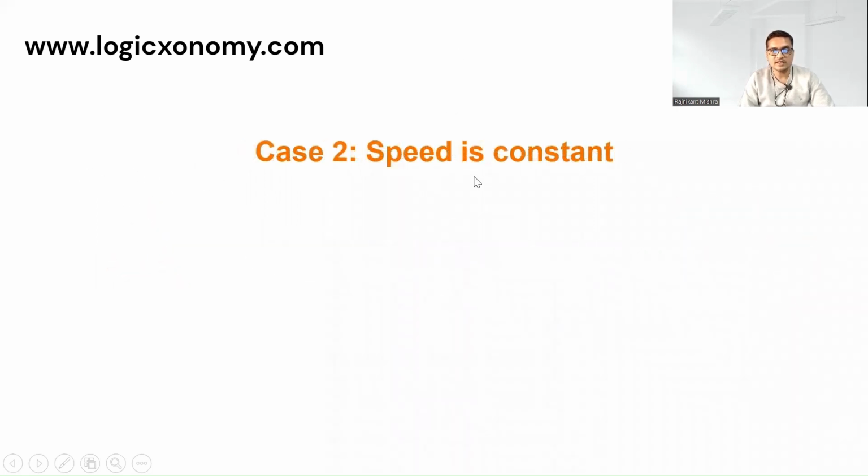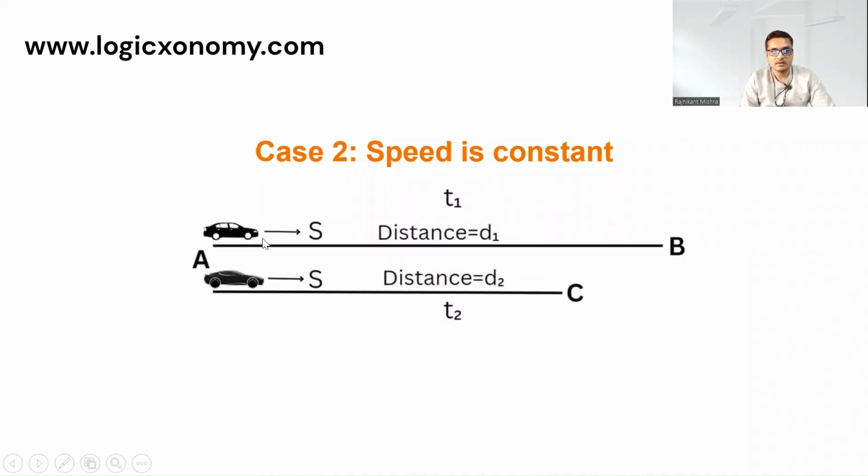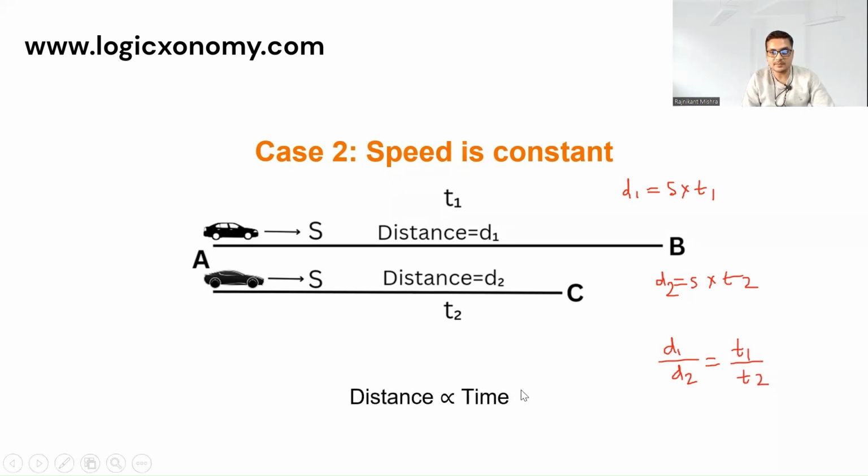Now, in case 2, when the speed is constant, two persons with the same speed s cover distance d1 and d2 in time t1 and t2 respectively. In this case, d1 can be written as speed into time and d2 can be written as speed into time. Divide equation 1 by equation 2, d1 by d2 is equal to t1 by t2. Or we can say distance is directly proportional to time.